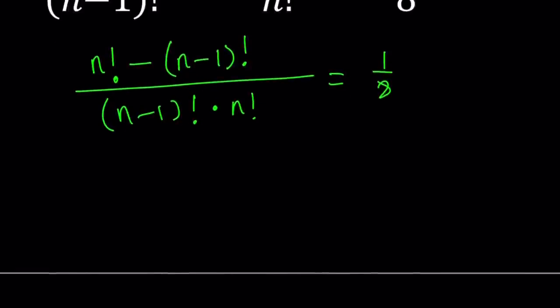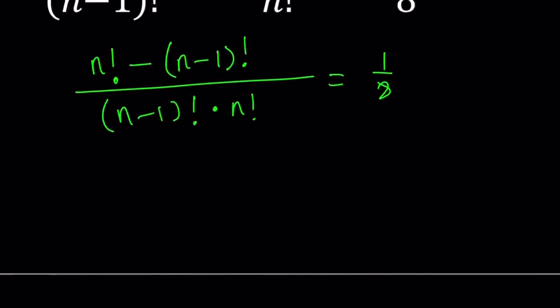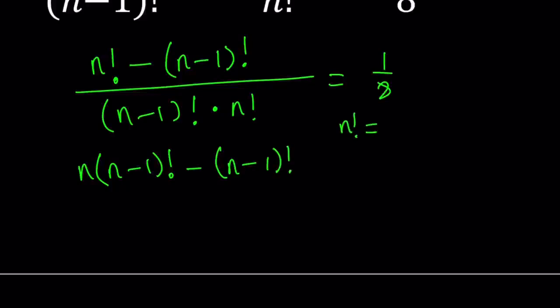Now here's what I'm going to do. I'm going to expand n factorial and then factor this out. So write the n factorial as n times (n minus 1) factorial minus (n minus 1) factorial. By the way, for those of you who are not familiar with factorials, n factorial is basically defined as 1, 2, 3, dot, dot, dot, all the way up to n. So that's the product of consecutive integers 1 through n, or n through 1. Anyways, so let's go ahead and divide this by the product.